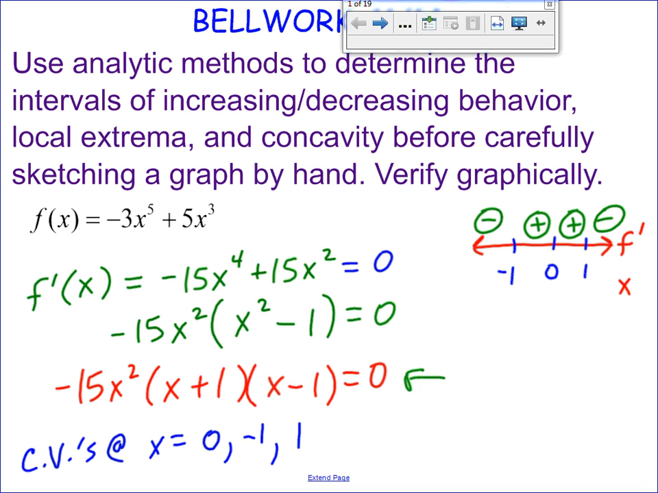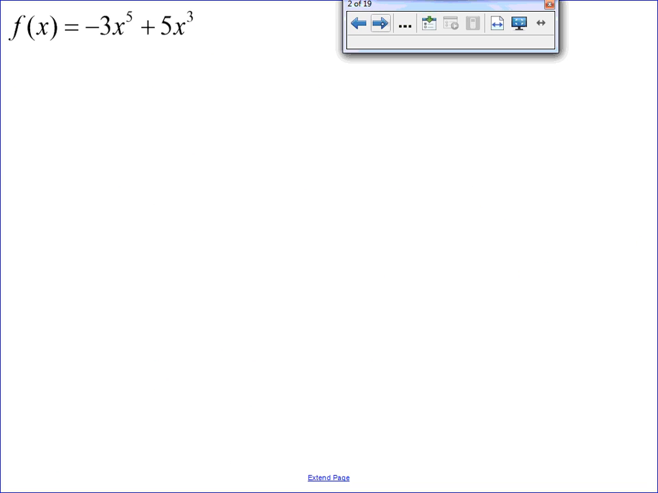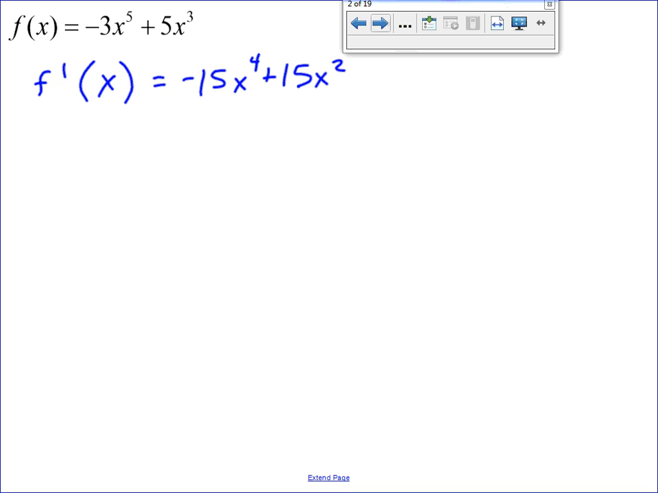Next up, f double prime will tell us about my intervals of concavity. Concave up, we know, is a right side up bowl shape versus concave down can be described as an upside down bowl shape. And so I'm going to go ahead and get f double prime involved. Brendan has already graciously told us f prime, negative 15x to the fourth plus 15x squared. Now I'm going to call you for f double prime, Tyler.